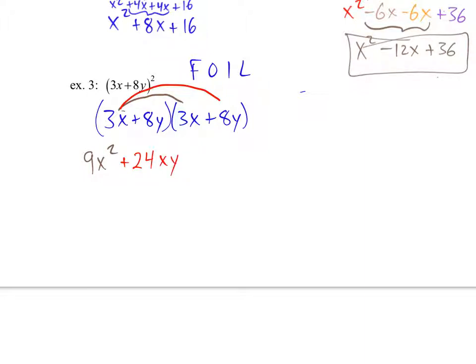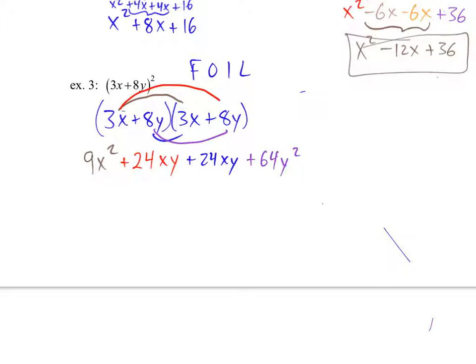The inside, if it's a binomial times itself, do you agree so far outside and inside have always been identical when we do ones like that? So this also will be a plus 24xy. That's only if the two binomials are identical. Otherwise, do it old school. 8 times 3 is 24. They're both positive. And I have an x times y. We always write the variables alphabetically. Agreed? Then, last but not least, we do the last together.